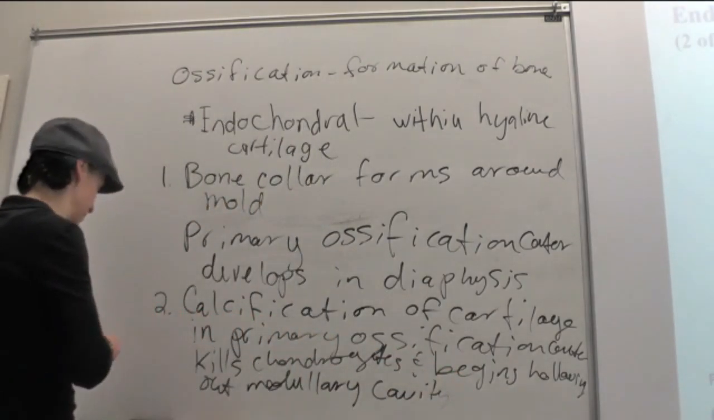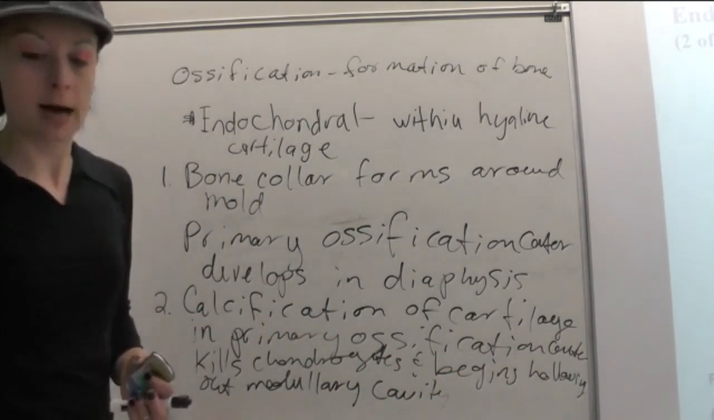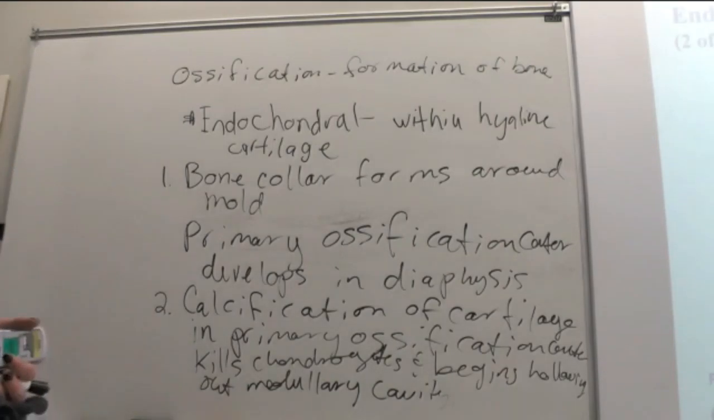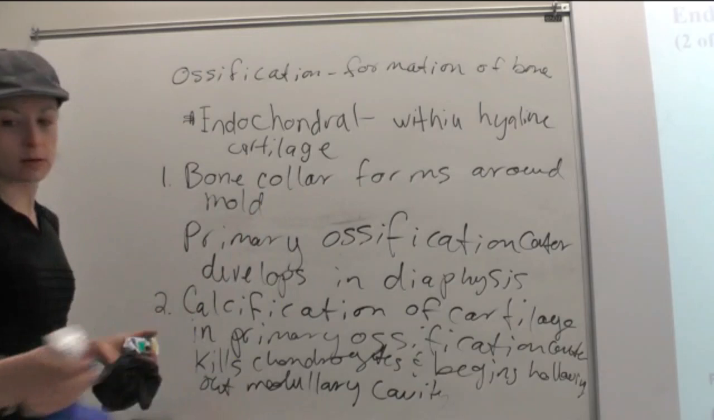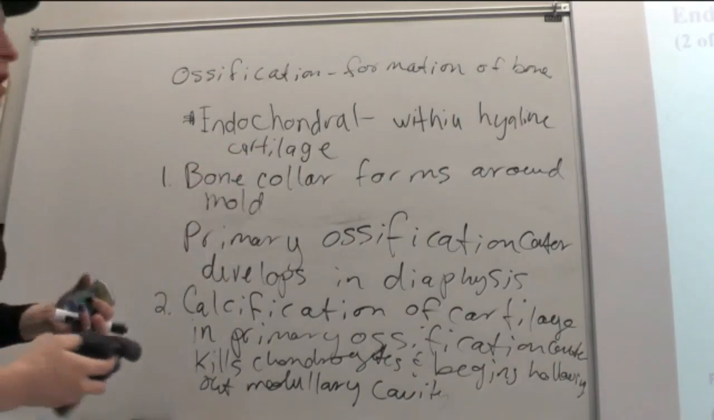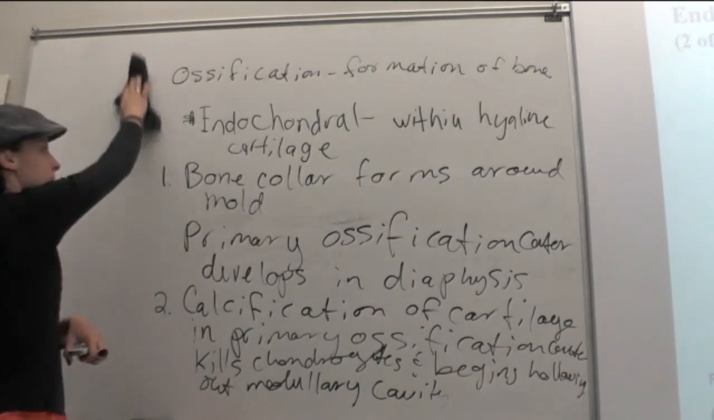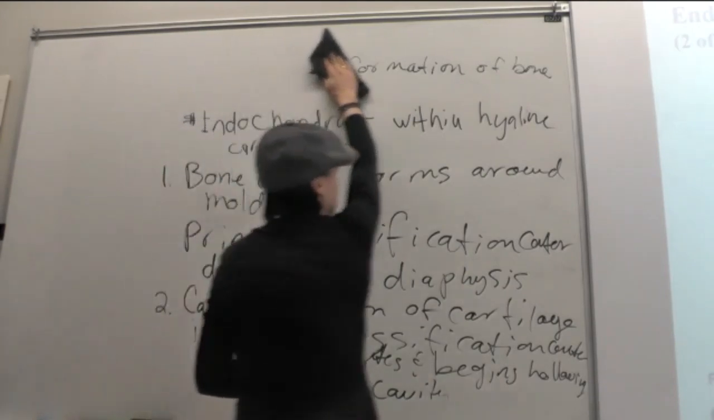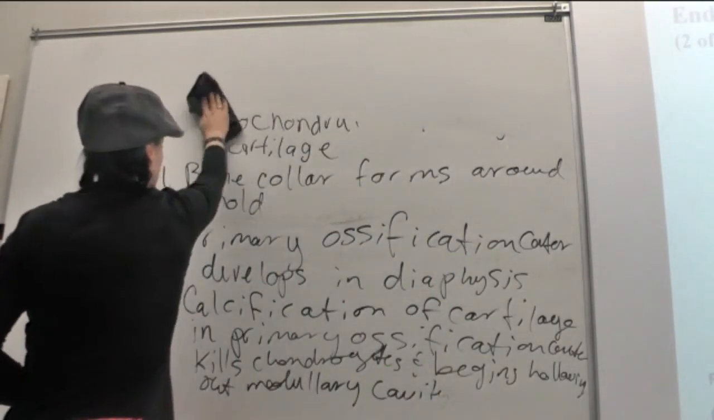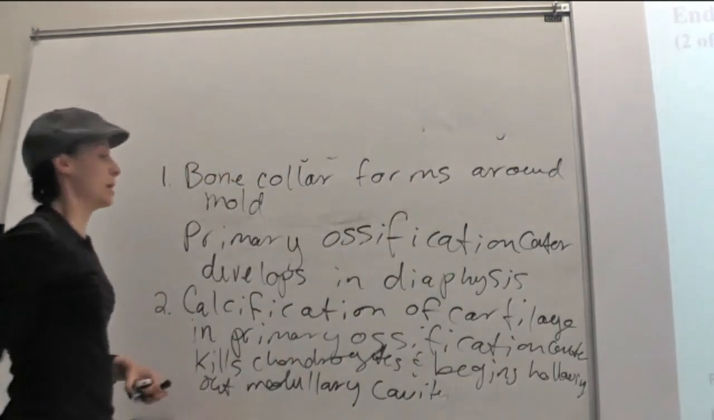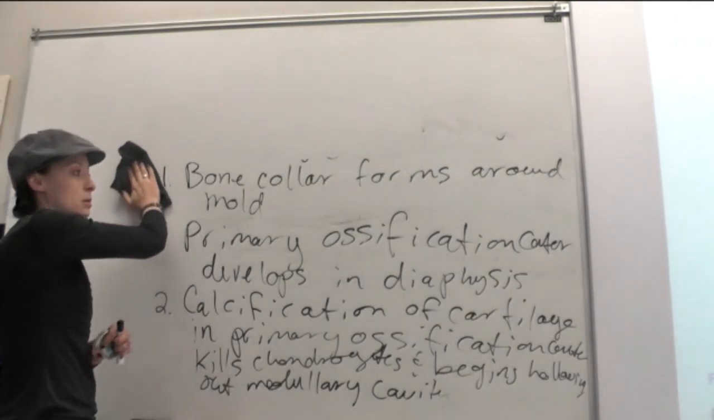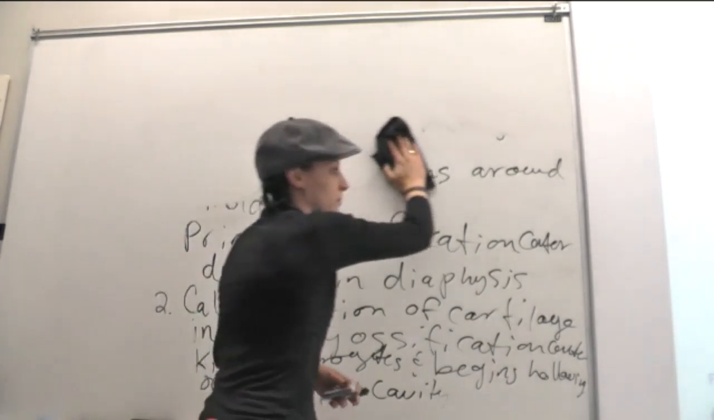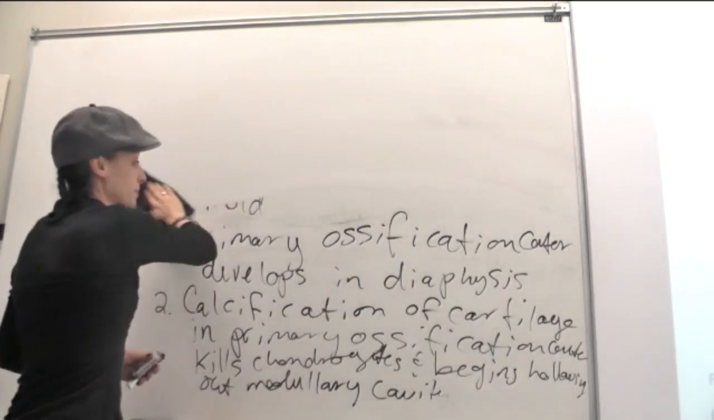Okay, so for our second step, we'll start accumulating high amounts of calcium. Chondrocytes don't like to live in hypercalcemic environments, so they'll die off, and we'll start hollowing out that medullary cavity. I'm not doing anything with the lower part. Is everybody good on stage one? Shout no if no on one. Okay.